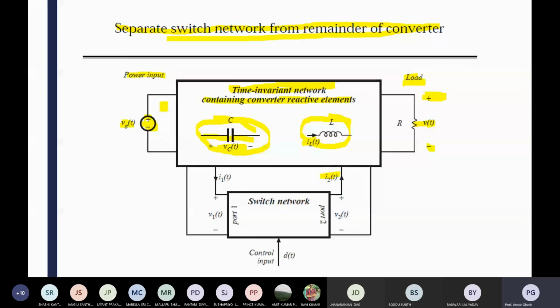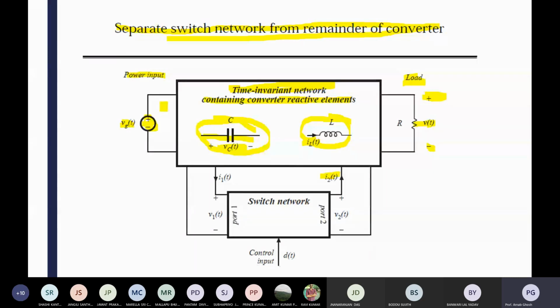Processing of the PWM means that at the end of the day you are generating one control signal. That control signal is compared with your repeating sequence, and you get the PWM. That PWM is fed to the converter switch through a driver circuit.